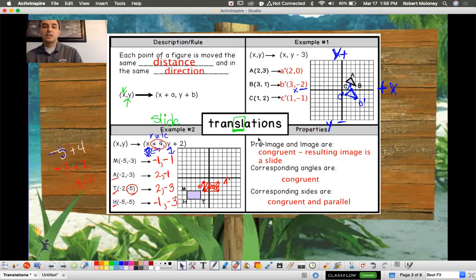So the distinguishing thing about a translation is that it just moves. It doesn't change direction, it doesn't turn, it just slides over. It can go over and up or over and down, but it's not going to change the shape itself, and it's not going to change the way it's facing. Some of the other transformations allow it to switch more often.